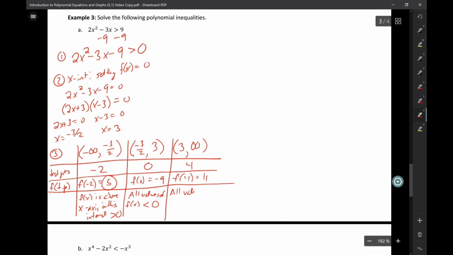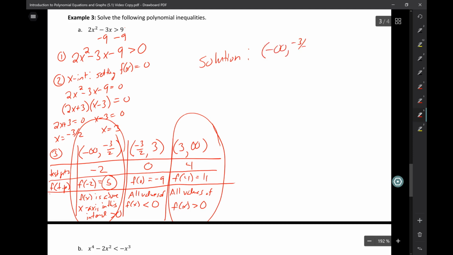And then all values of f of x are greater than 0 because when we evaluated the function at the test point of 4, it was positive. Therefore, notice our original inequality was greater than. So we want to find all intervals in which our test points gave us values greater than 0, which was here and here. Therefore, the solution for our x's are from negative infinity to negative 3 halves, union 3 to infinity.